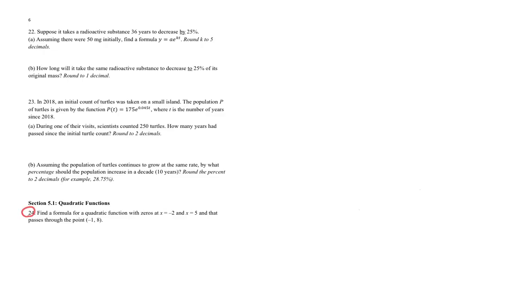Next, I'm going to look at 24. We need to find a formula for the quadratic function with zeros at -2 and 5, and that also passes through the point -1, 8. So I know that my quadratic will generally be of the form y equals a times (x plus 2)(x minus 5), since those are my zeros. And so we just need to find out what this coefficient a is in front. And so how could I do that? Well, I know that this function needs to pass through the point -1, 8, so I'll go ahead and plug that point in for y and x here.